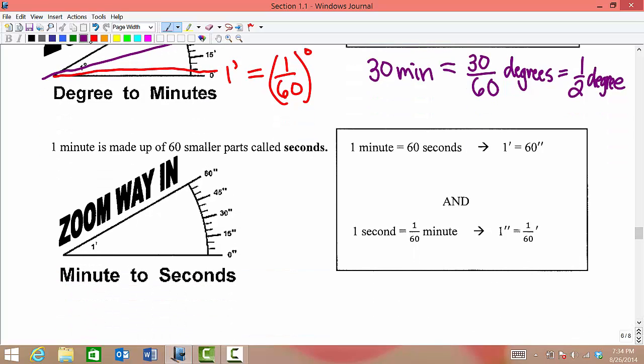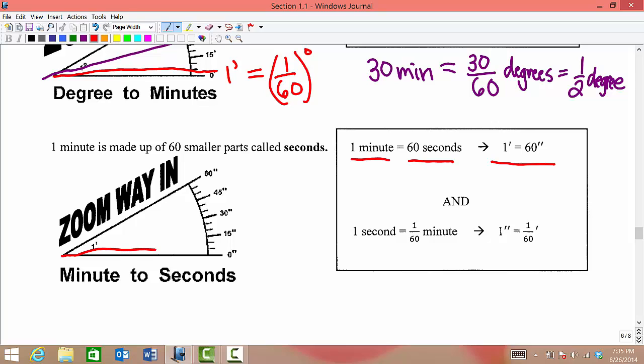We can go even further with this, and we can break up 1 minute. So we're going to zoom way, way, way in on just 1 minute. And 1 minute can be broken up into 60 smaller parts called seconds. So each minute can also be broken up into 60 seconds. When we talk about seconds, we use 2 tick marks. So here this says in symbolic form 1 minute is equal to 60 seconds.